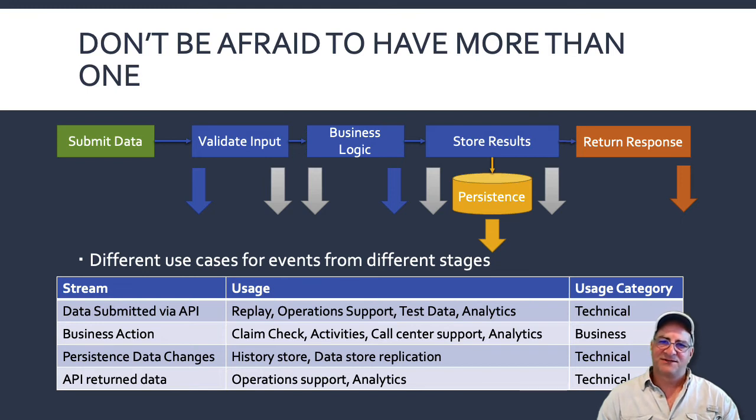And then we have persistence data change. In this case, I decided that the stored results weren't very interesting to me. What I wanted was CDC, change data capture. Basically, I needed to build a history store, and I wanted to replicate this database somewhere else. Database replication is almost always done through change data capture, which is an event stream. And I would argue it's a technical event stream because you don't care what the meaning of those changes are. All you care is that you know what all the changes are.